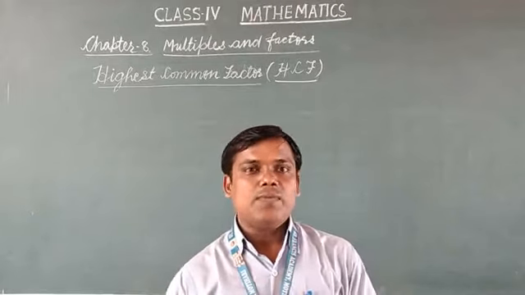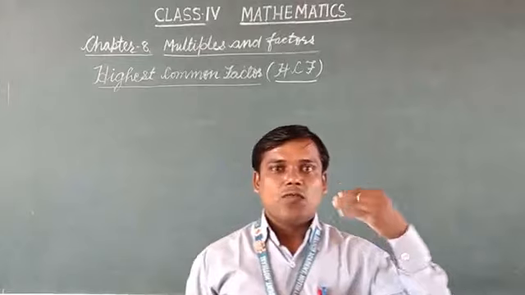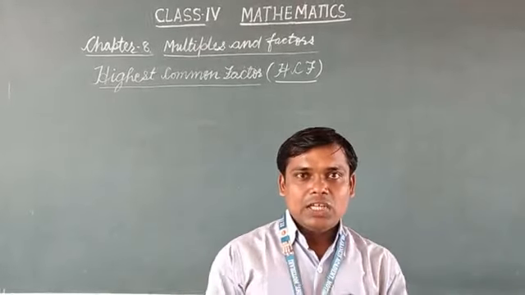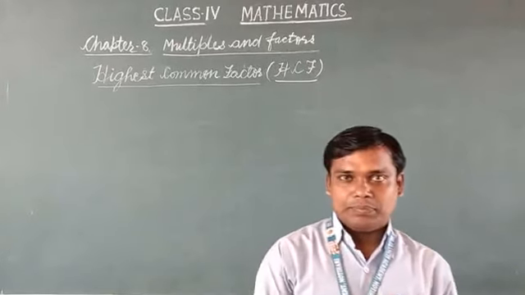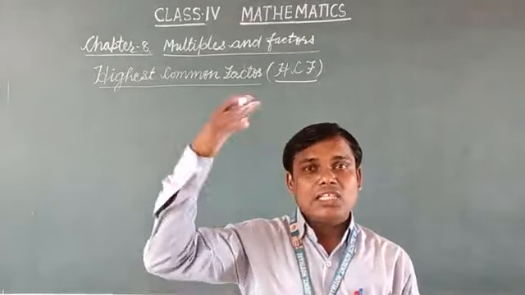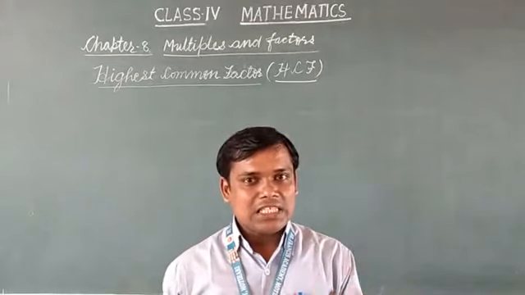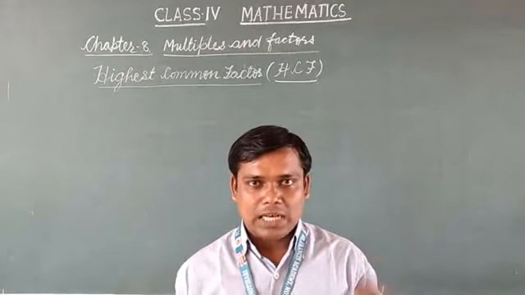To write the HCF of two or more numbers, first of all we write the factors of the given numbers, then we write the common factors among them, and then we select the highest common factor, and that will be the HCF of the given numbers. See with the help of an example.